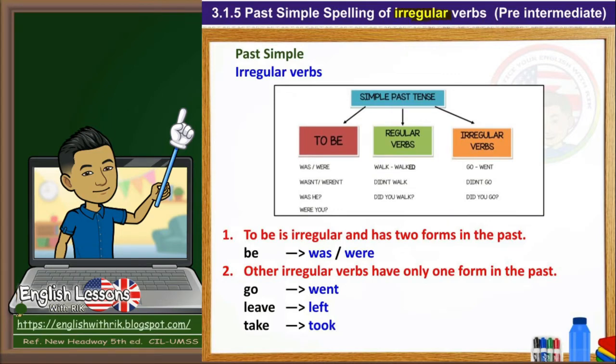Irregular verbs. To be is irregular and has two forms in the past. Be: was or were. Other irregular verbs have only one form in the past. Go, went. Leave, left. Take, took.